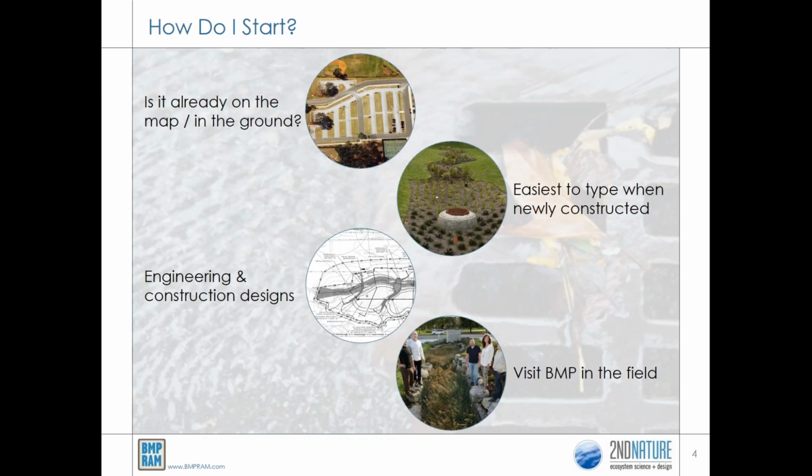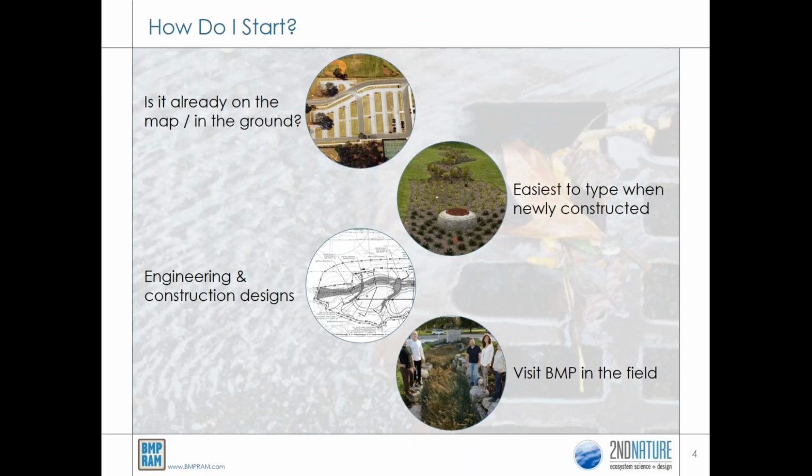To get started, you must locate the BMP. Only BMPs that have been constructed and are in the ground should be inventoried in BMP RAM. In other words, hypothetical BMPs or potential BMP plans cannot be assessed by BMP RAM. The most accurate way to determine the BMP type is immediately following construction, because at that point the purpose and design of the BMP will be most apparent and institutional knowledge will be fresh.